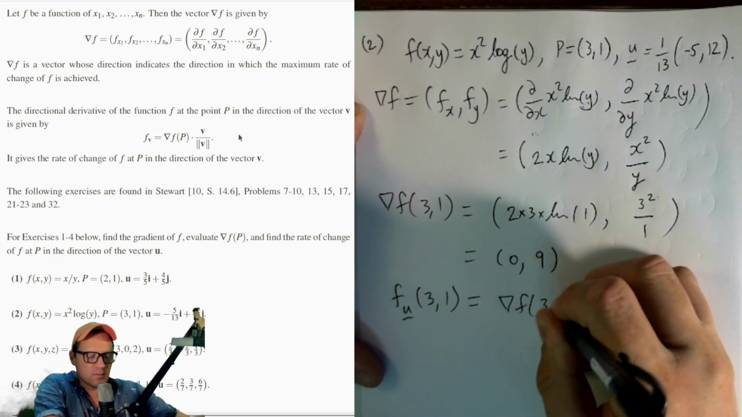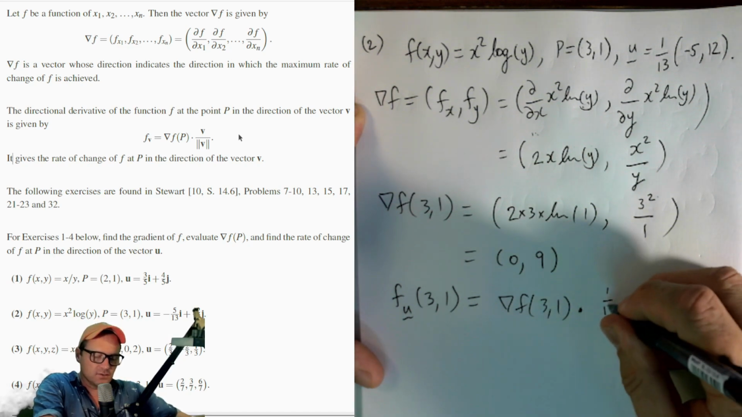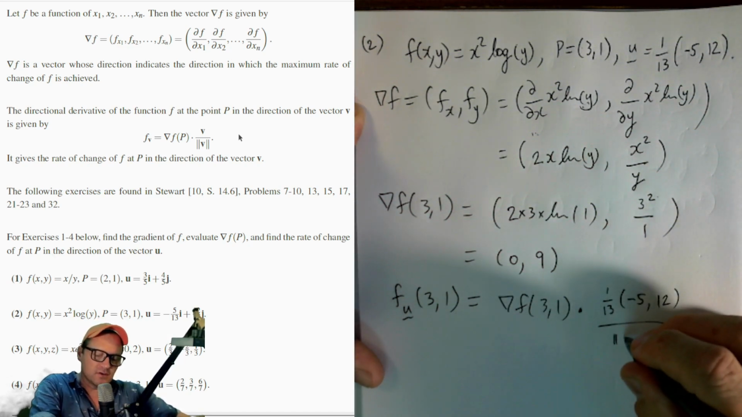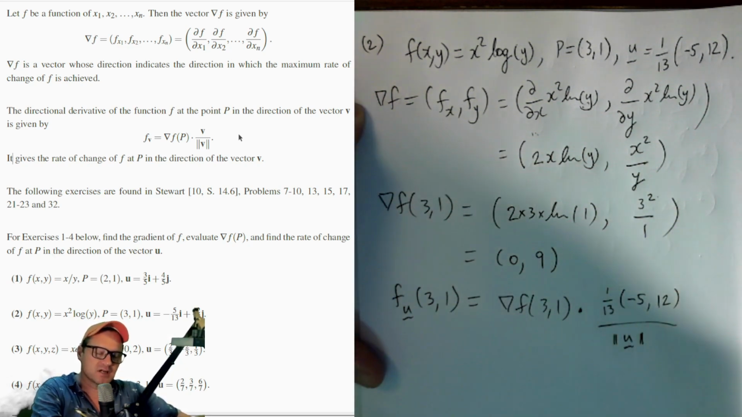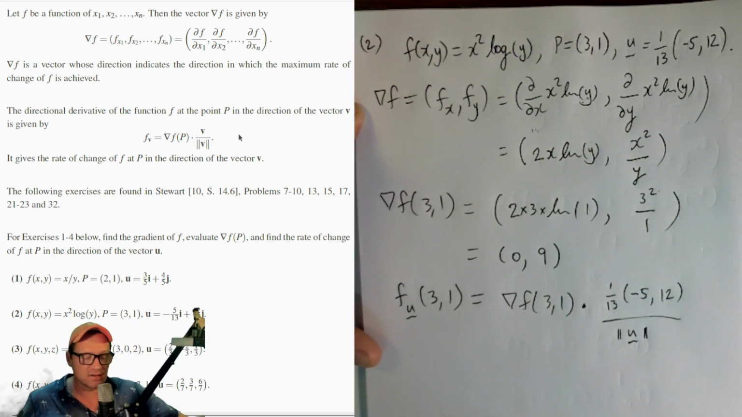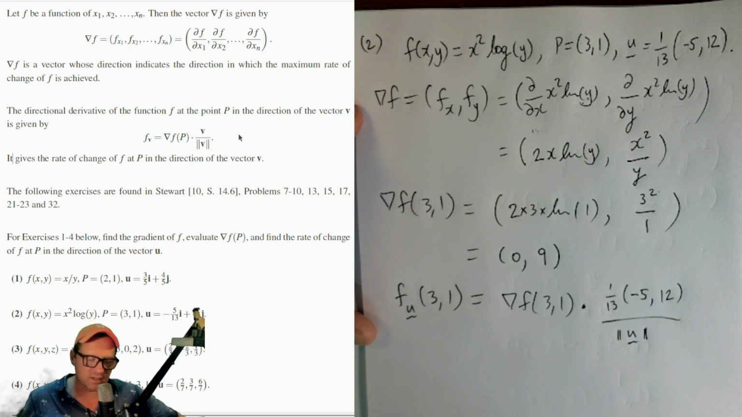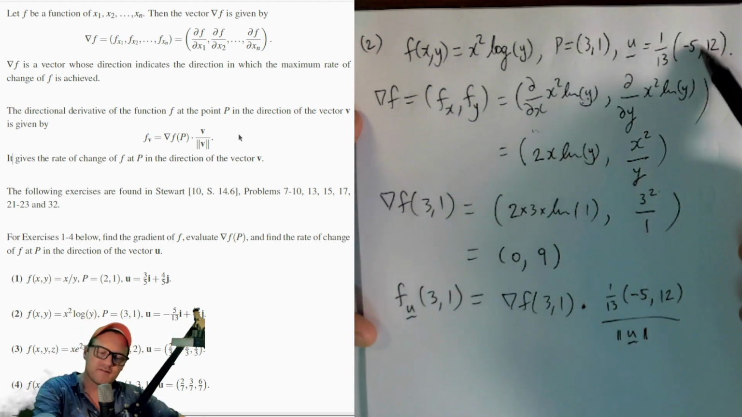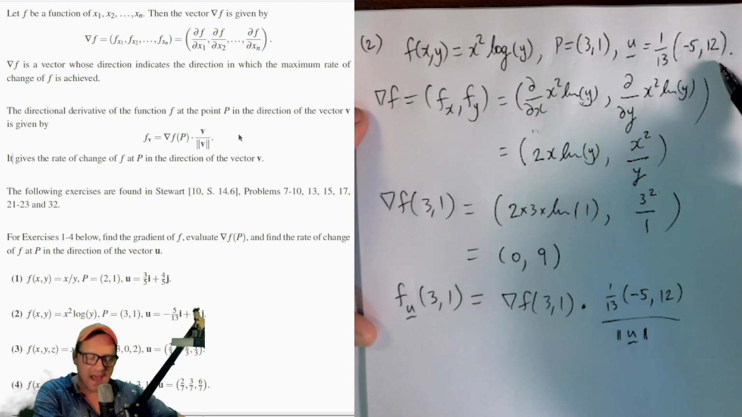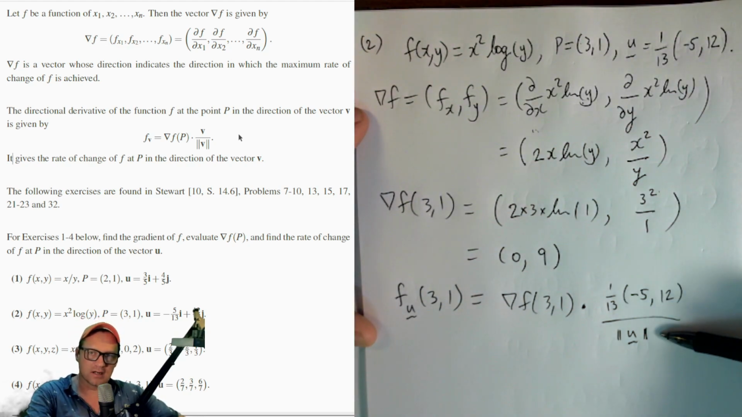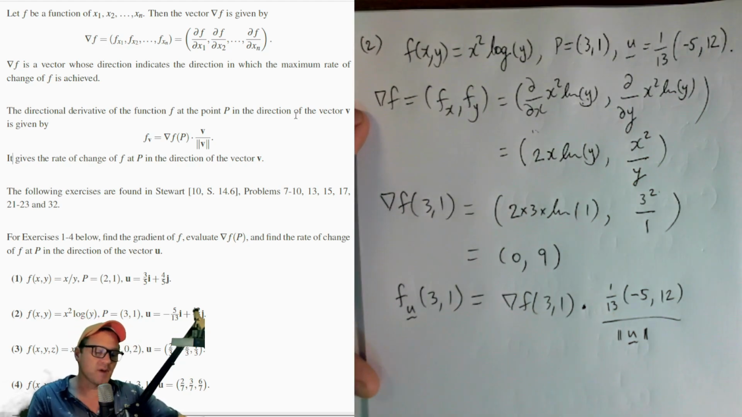Now for the directional derivative, f subscript u at the point (3, 1) is grad f (3, 1) dot the vector u over the norm of the vector u. I'm just going to leave it like this because you can clearly see that the norm of the vector u is 1. Minus 5 squared is 25, 12 squared is 144, and 144 plus 25 is 169. When you take the square root of that, you get 13. So this vector u is a unit vector. It has norm 1, so this denominator is dividing by 1.